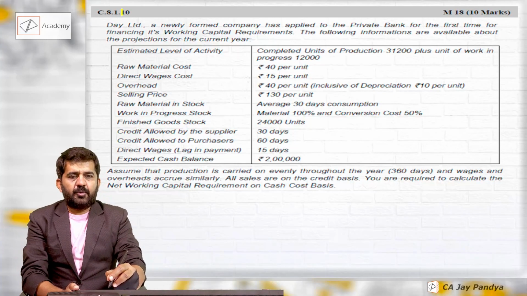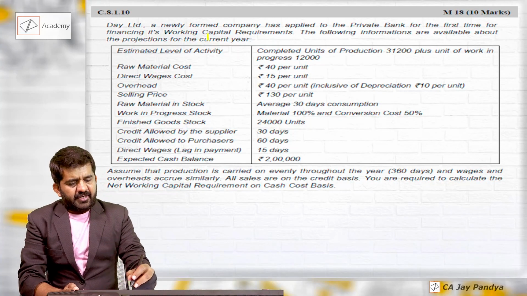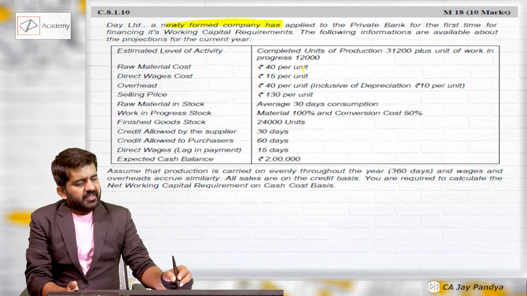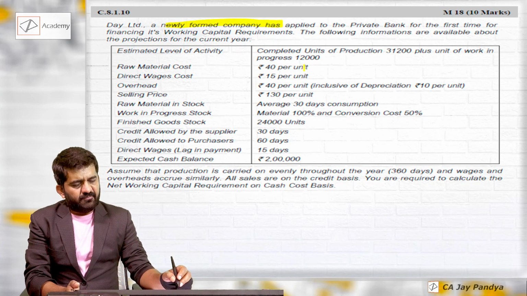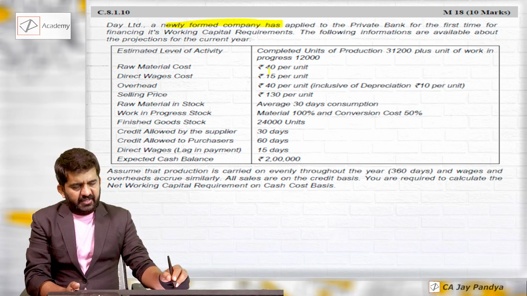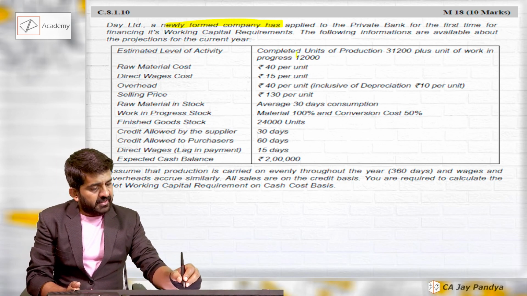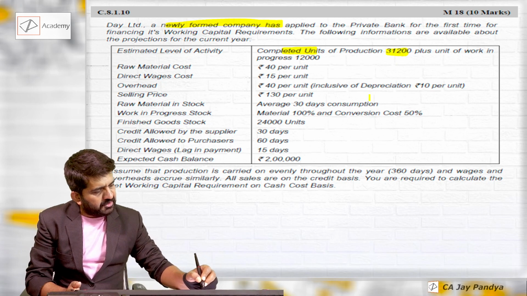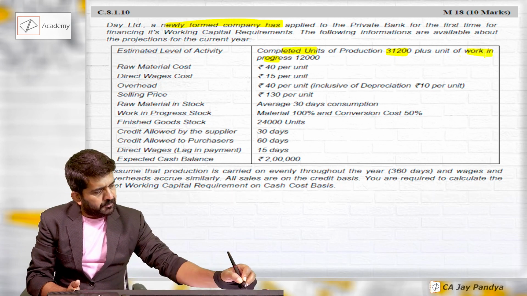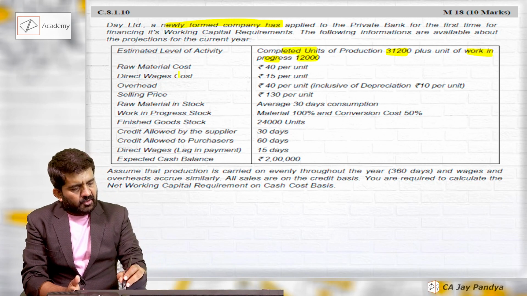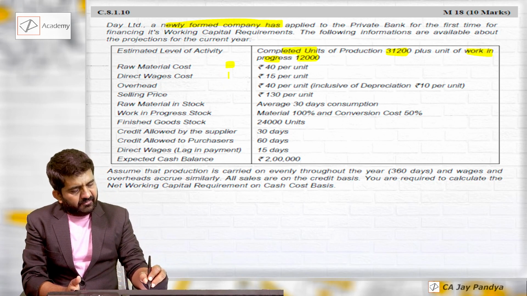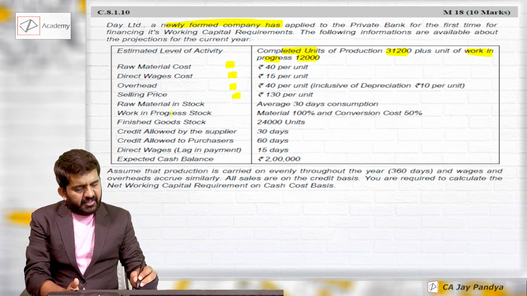C 8.1.10. Day Limited, a newly formed company, has applied to a private bank for the first time for financing its working capital requirement. The following information is available about the projection for the current year's activity. Estimated level of activity: completed units 31,200 and work in progress 12,000. Raw material cost 40, direct wages cost 15, overhead 40, selling price 130, raw material in stock average 30 days consumption.